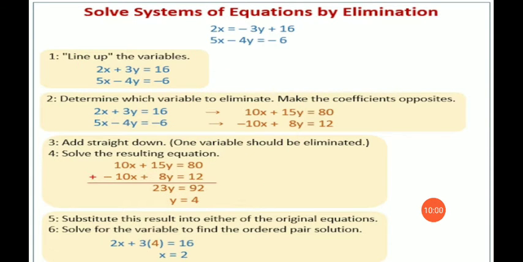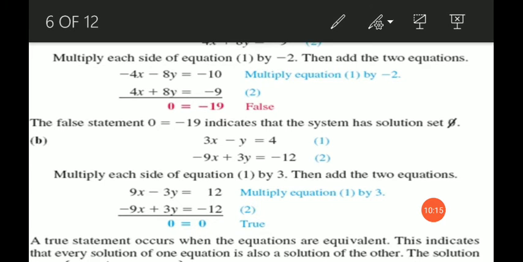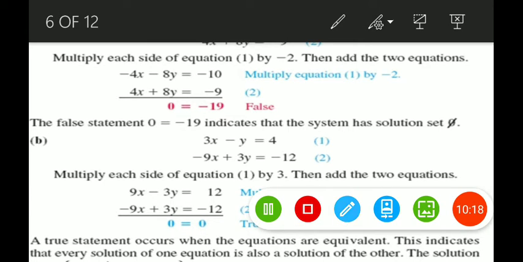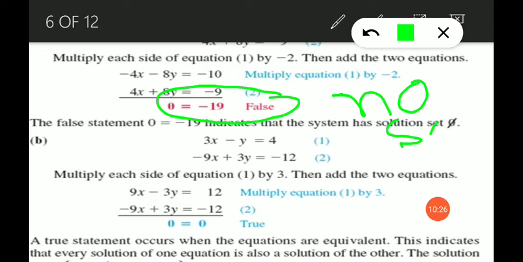Now sometimes it happens that after subtracting or adding the two equations for eliminating only one variable, both the variables are eliminated. In such a case, as we have already discussed, if the statement comes false, it means that the system has no solution. When the statement is false, the system has no solution. No solution means parallel lines.